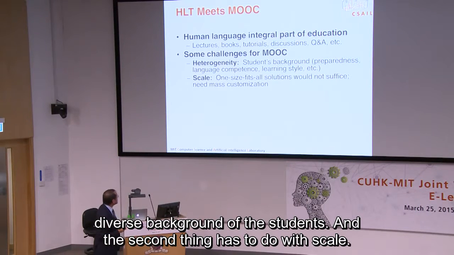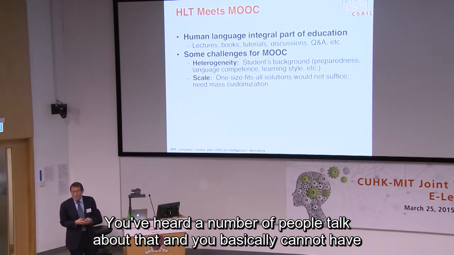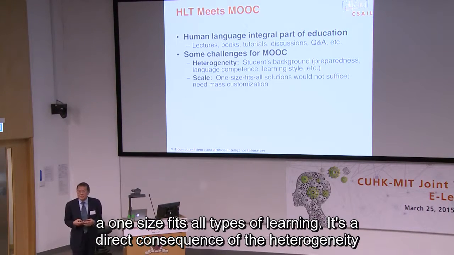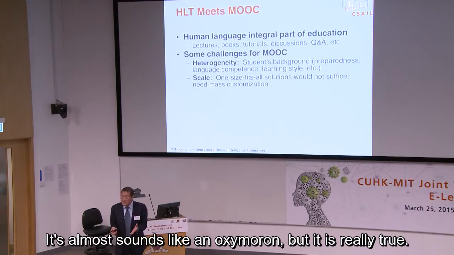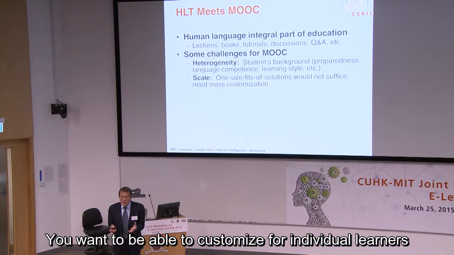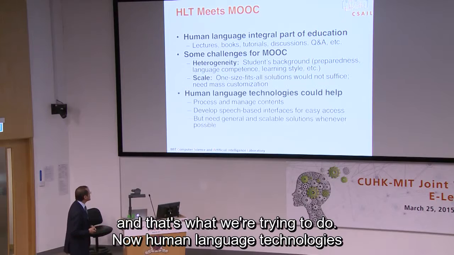And the second thing has to do with scale. You have heard a number of people talk about that. And you basically cannot have a one-size-fits-all type of way of learning. This is a direct consequence of the heterogeneity of our student body. What we need to do is to worry about mass customization, okay? It almost sounds like an oxymoron, but it is really true. You want to be able to customize for individual learners, and that's what we're trying to do.